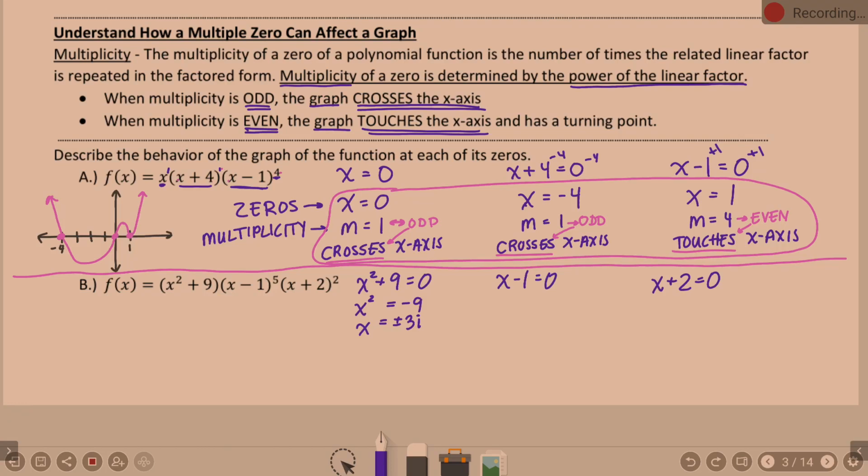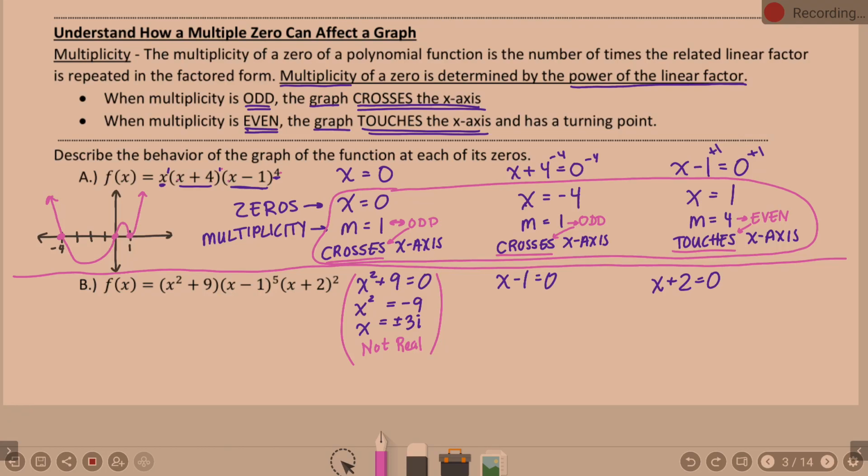Now, here's the deal. What do we know about 3i? Okay, it's imaginary. Are you going to see plus or minus 3i on a graph? No. So for the purposes of what we're doing, this wouldn't matter. These are not real zeros. Does that make sense? x squared plus 9 can never equal 0. x squared can never be negative, so x squared plus 9 can never equal 0. If you get a situation like that, we're not going to get any real zeros. You get imaginary zeros, but we're not talking about that today.